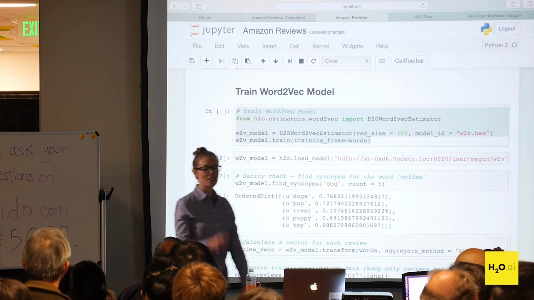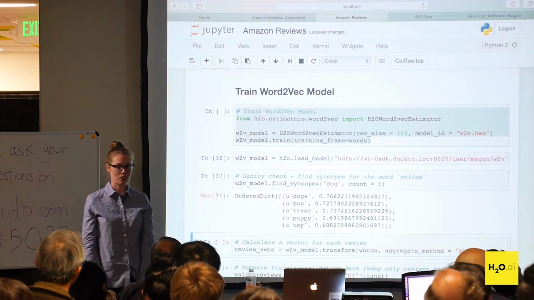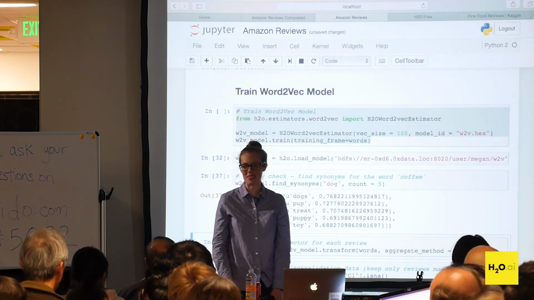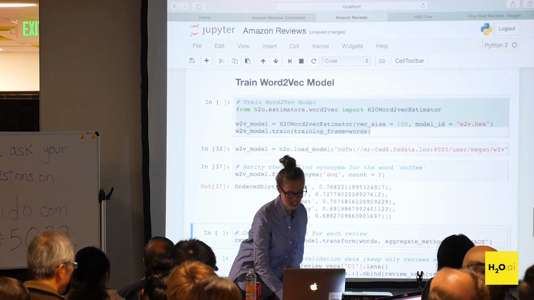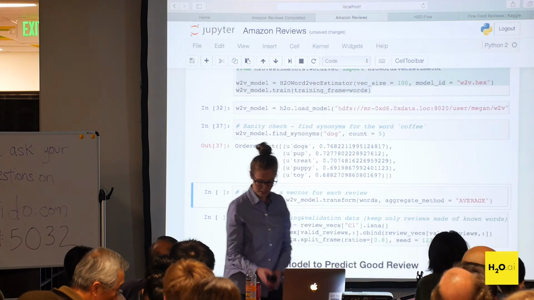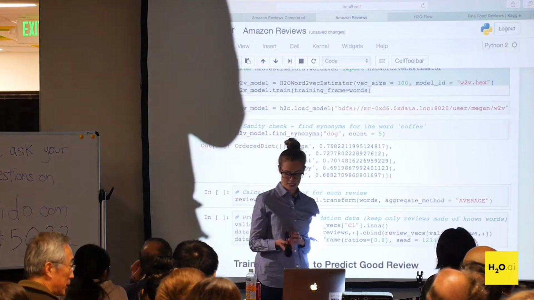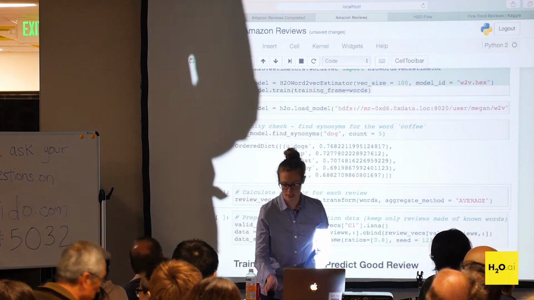I tried dog before, so that worked, I think. Dogs, pop, treat, puppy. There's a lot of dog food reviews. Sorry, I should have prefaced that. So those are all nouns. Something like an adjective, like tasty? Okay, let's try tasty and see what happens to that.